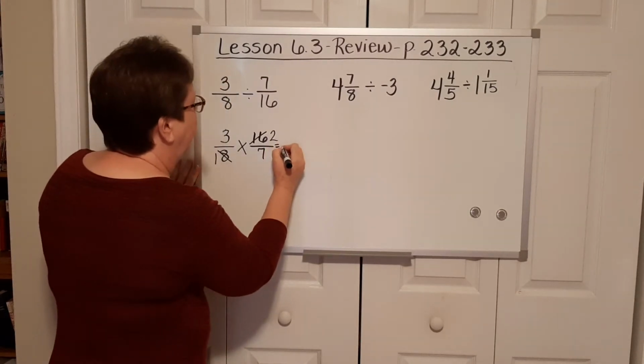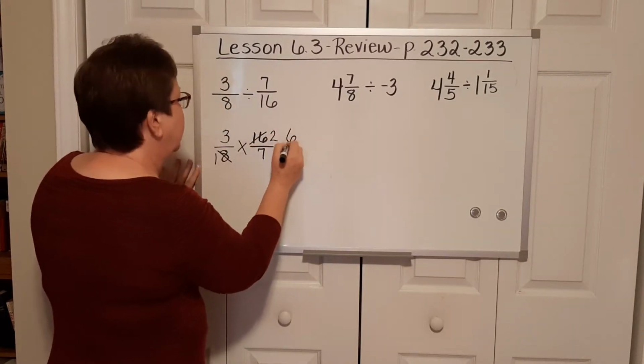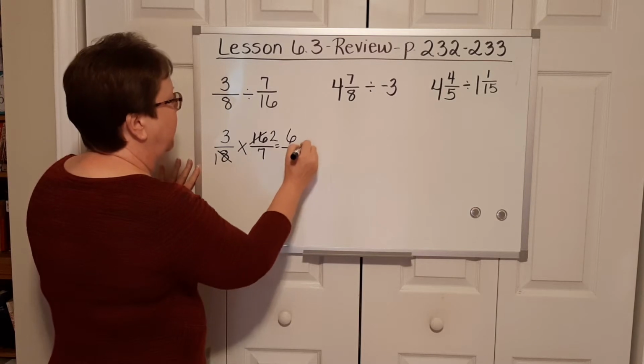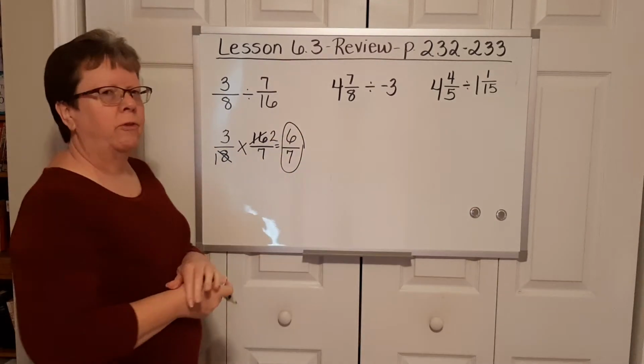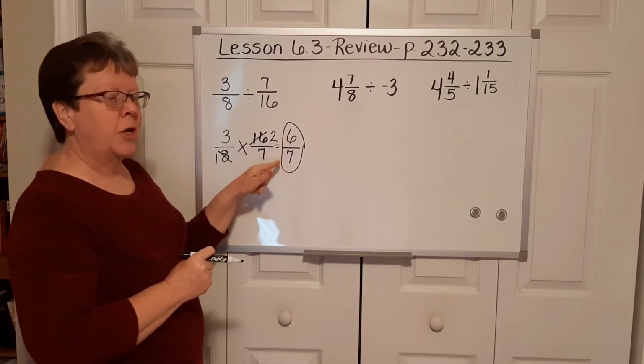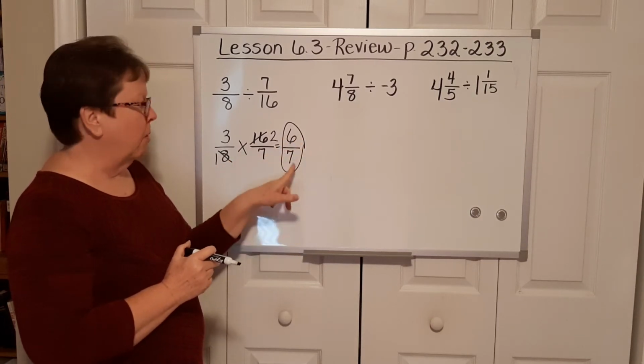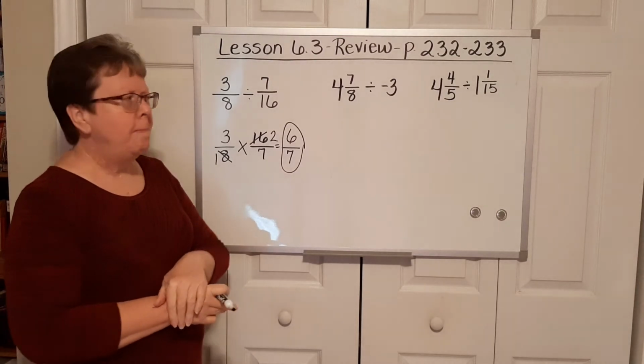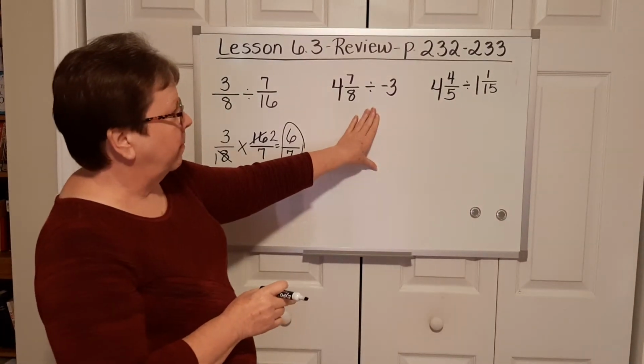So let's multiply. We have 3 times 2 is 6. 1 times 7 is 7. So there's our final reduced answer. And we know very quickly that that's reduced because the numerator is just one number less than the denominator. Okay? All right, let's look at this example.